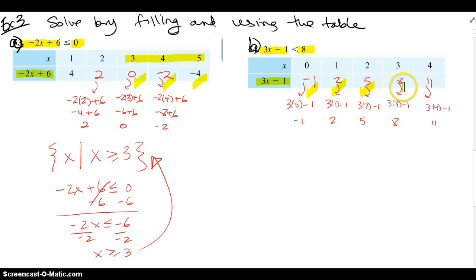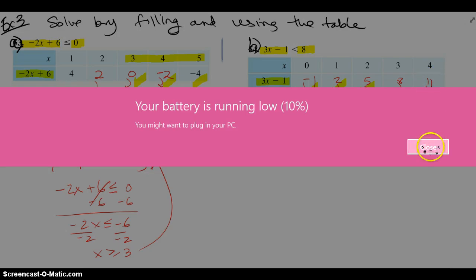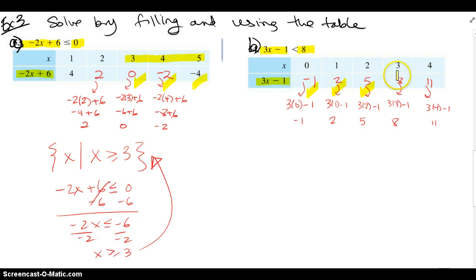Is 8 less than 8? That would be a no, that wouldn't qualify. And is 11 less than 8? And that would be a no, and that would be disqualified as well. So it looks like everything to the left of 2 is good, but I have to be careful because this is a less than problem.